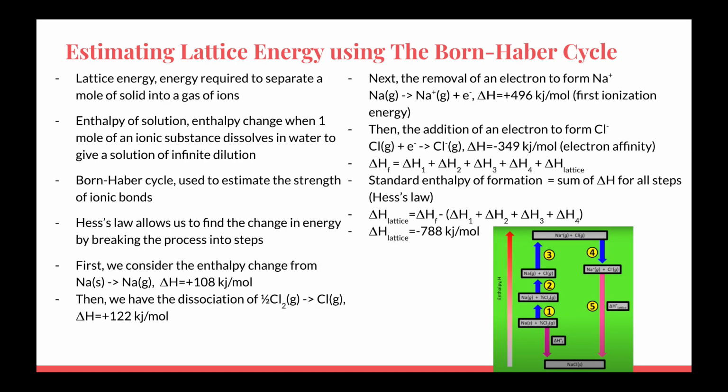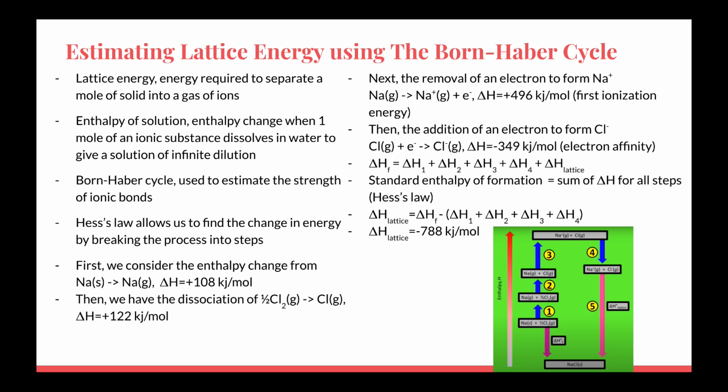On to estimating lattice energy using the Born-Haber cycle. As we stated before, the lattice energy is the energy required to separate a mole of solid into a gas of ions. The enthalpy of solution is the enthalpy change when 1 mole of an ionic substance dissolves in water to give a solution of infinite dilution. We can use the Born-Haber cycle to estimate the strength of ionic bonds. It is generally difficult to do so directly, so we can find this by using Hess's law to find this indirectly. Hess's law allows us to find the change in energy by breaking the processes into various steps.